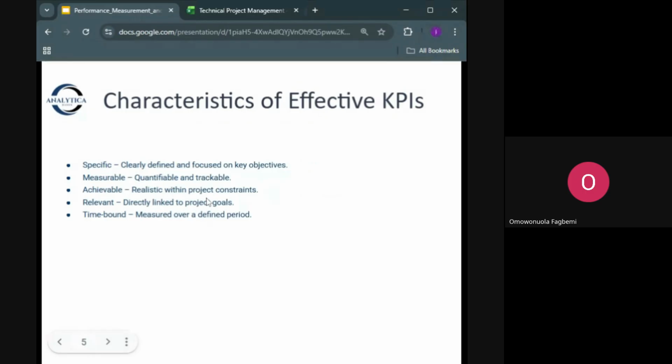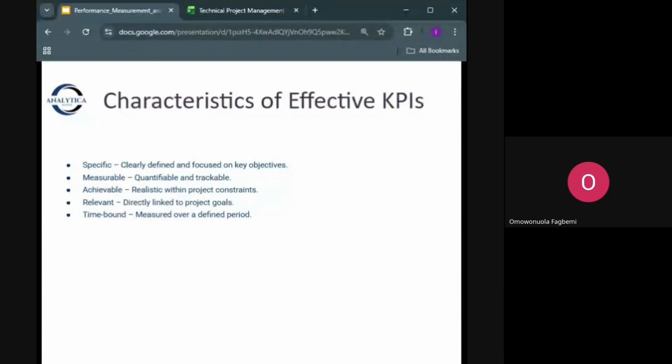So let's go to some characteristics of effective KPIs. Good KPIs have 5 main traits. Number one, they are specific. For example, percentage of work completed in roofing is clearer than just saying roof progress. Number two, they are measurable. You must have a number. If we can't measure it, we can't manage it. Number three, they are achievable. The targets should be realistic.